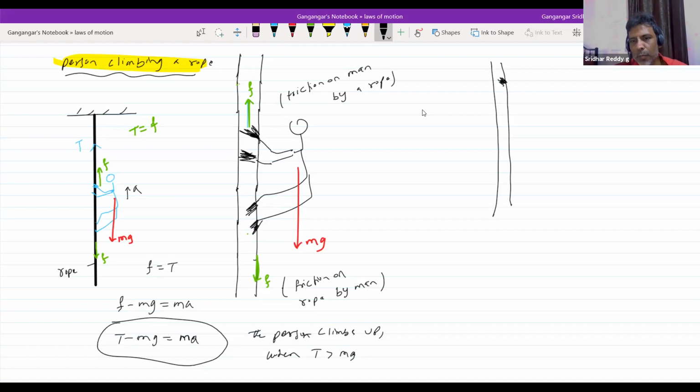I don't know why our books missed this idea, but the word friction is missing there. So students end up with only the idea of tension.